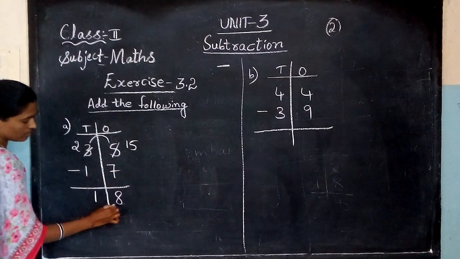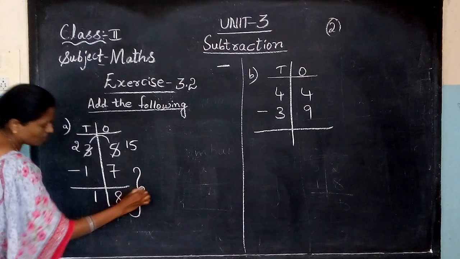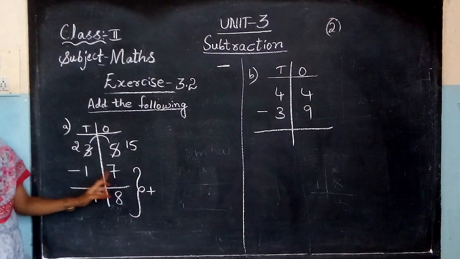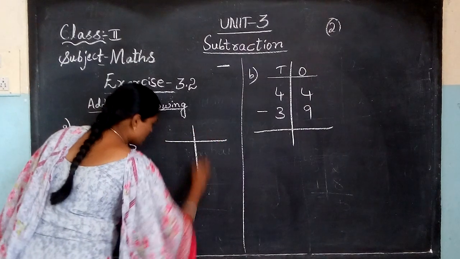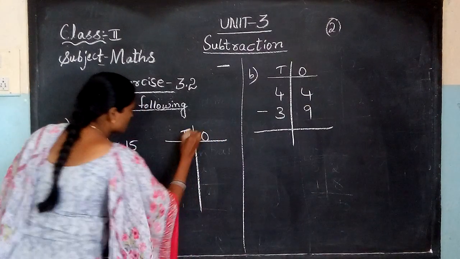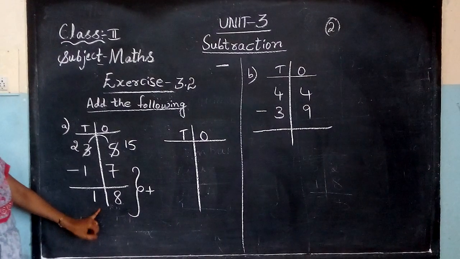This answer, these 2 you have to do plus. 17 plus 18. These 2 numbers you have to add. Ones, tens. What number did you get as the answer? 18.